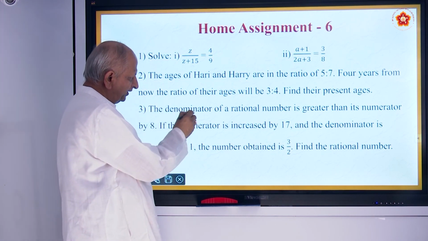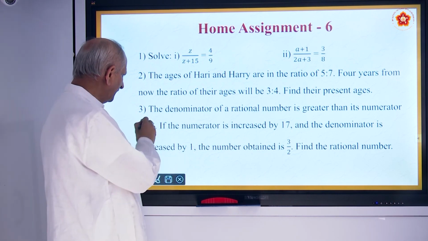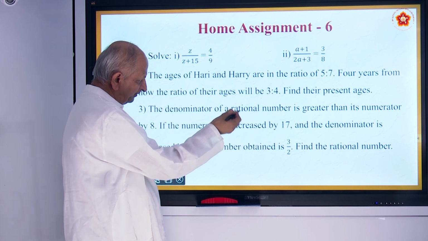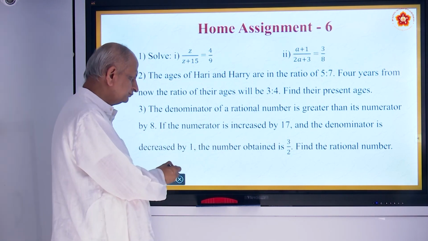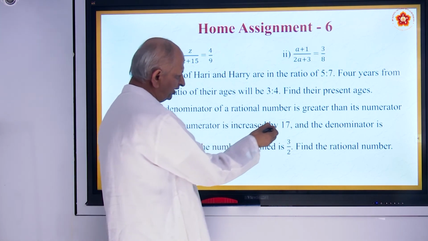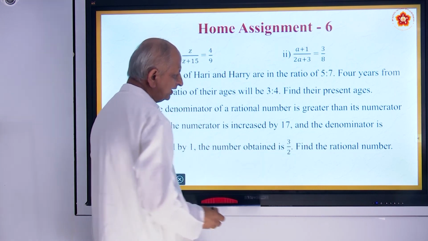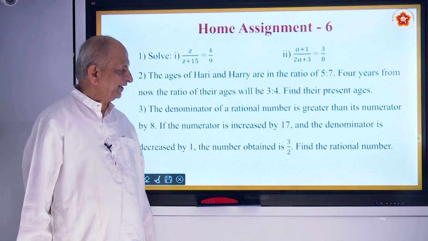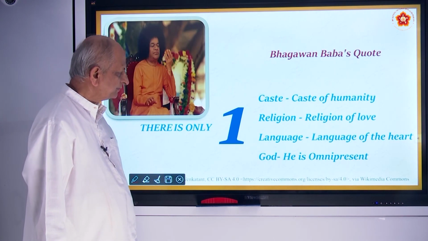This is a question on fractions. The denominator of a rational number is greater than its numerator by 8. If the numerator is increased by 17 and the denominator is decreased by 1, the number obtained is 3 by 2. Find that rational number. Okay. Try to answer it.